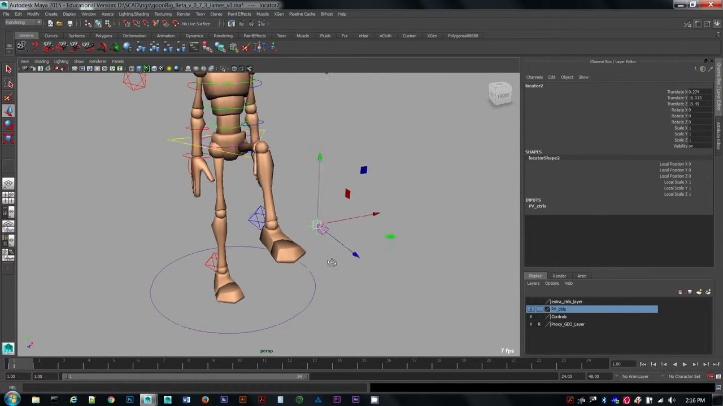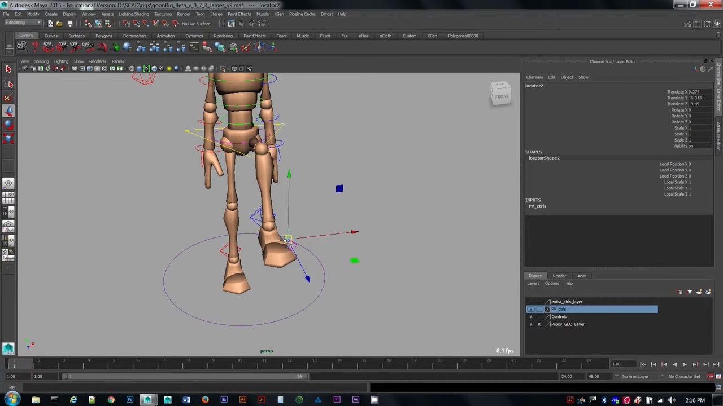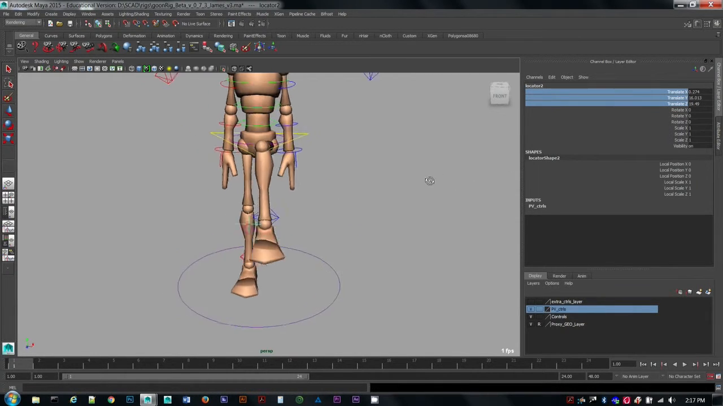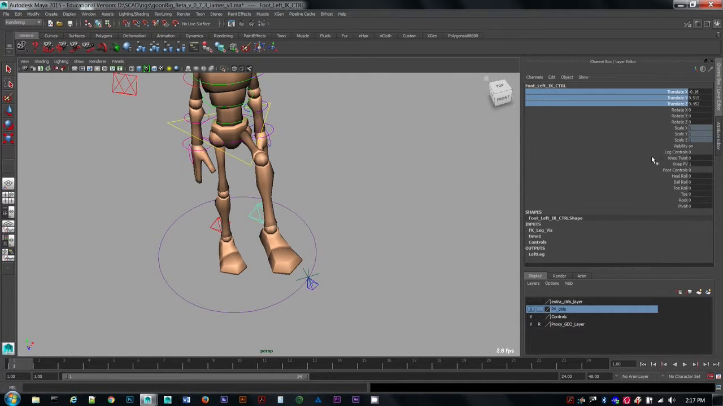I personally don't like animating the knees with this kind of pole vector control, because to get a simple knee twist, you have to animate translation X, Y, and Z. It's a lot of channels when all you really have to do is go back to your foot and take a knee twist, and there you go, you got one channel.